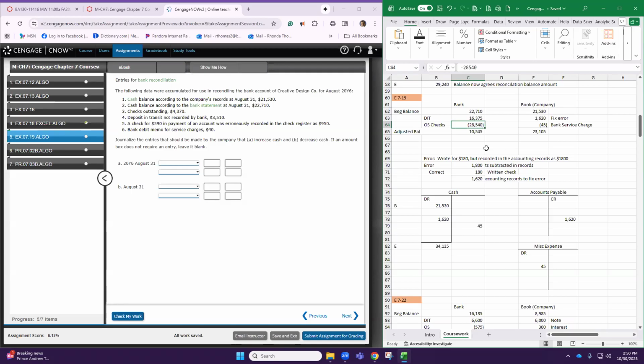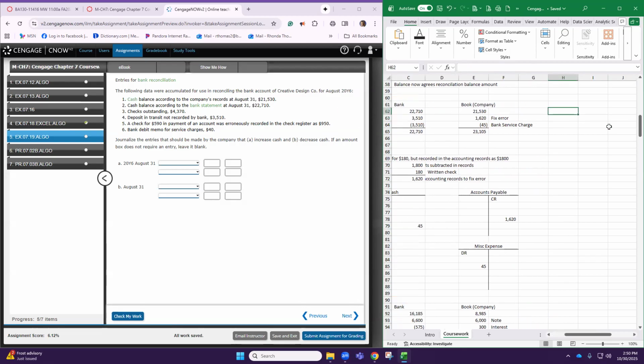All right, so the outstanding checks are, and I'm going to put these in as a negative because they need to be subtracted from the bank balance. Then we had deposits in transit of 3510. And then a check for 590 in the payment of an account was erroneously recorded in the check register as 950. So to fix the error, sometimes you just got to write it down.